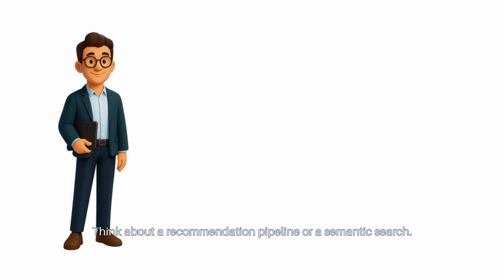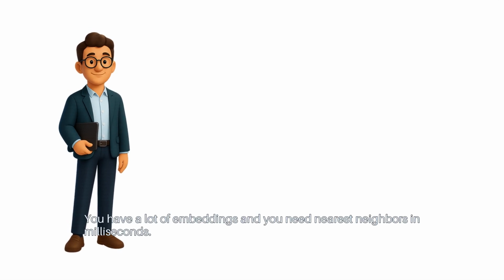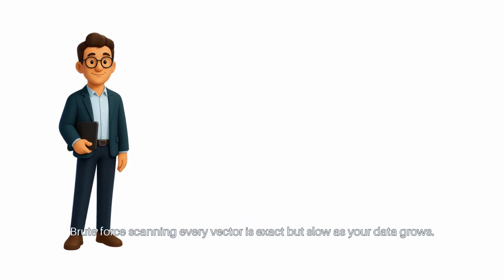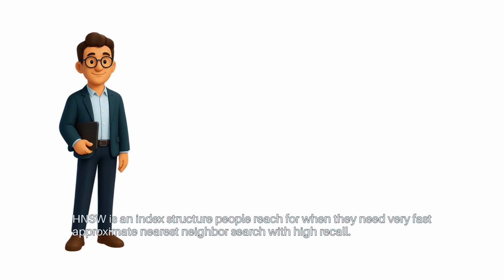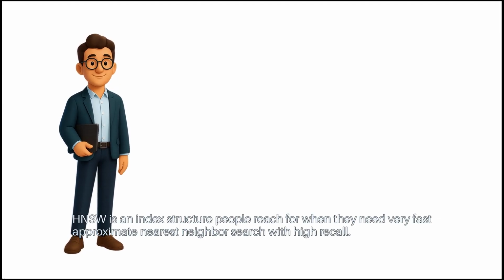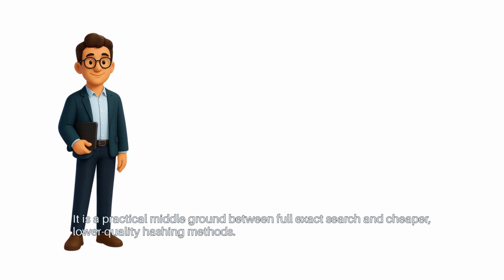Think about a recommendation pipeline or a semantic search. You have a lot of embeddings and you need nearest neighbors in milliseconds. Brute force scanning every vector is exact but slow as your data grows. HNSW is an index structure people reach for when they need very fast approximate nearest neighbor search with high recall. It is a practical middle ground between full exact search and cheaper, lower quality hashing methods.